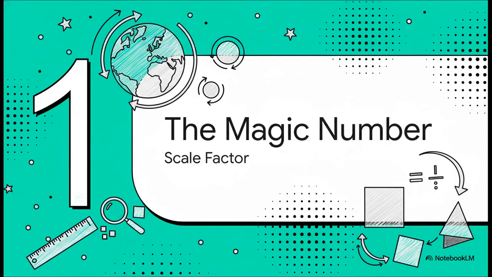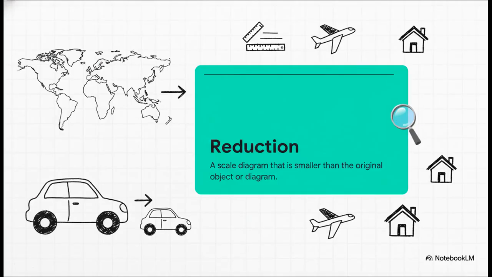Well, the answer lies in one simple, super elegant concept. It's like a secret code that unlocks our ability to shrink the world. Let's call it the magic number, the scale factor. First things first, a key term you gotta know. When we create a scale diagram that's smaller than the real thing, it's called a reduction. Makes sense, right? A map is just a reduction of a huge piece of land. A little toy car is a reduction of a real car.